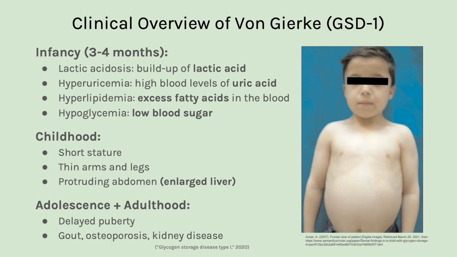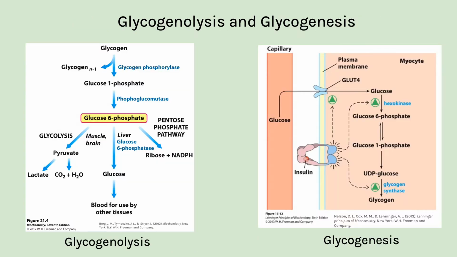But why do these symptoms occur? What has gone wrong during glycogen metabolism to cause these conditions? Let's break it down. Von Gierke disease affects the metabolic pathway of glycogenolysis, a catabolic process in the liver in which glycogen is broken down into glucose through the action of glycogen phosphorylase, the debranching enzyme, phosphoglucomutase, and glucose 6-phosphatase. This pathway is complementary to glycogenesis, an anabolic process in which glucose is used to synthesize glycogen through the action of UDP glucose pyrophosphorylase, glycogen synthase, and the branching enzyme.